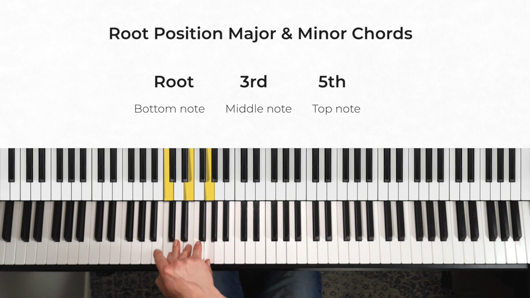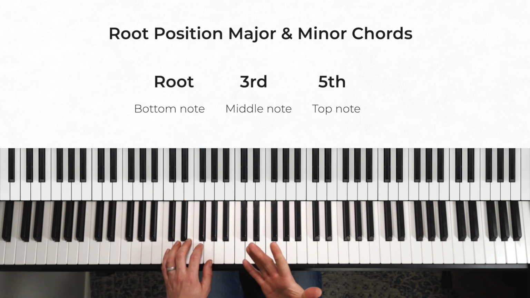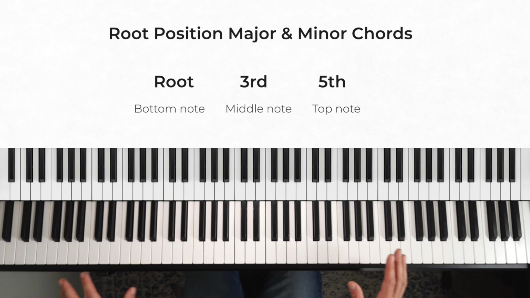The root is where the chord begins. The third is 3 note names along, C, D, E. And then the fifth is 5 note names along from the root. C, D, E, F, G. 1, 2, 3, 4, 5. I do explain all that theory properly in another video. We're not doing that here, so I'll link that one below.